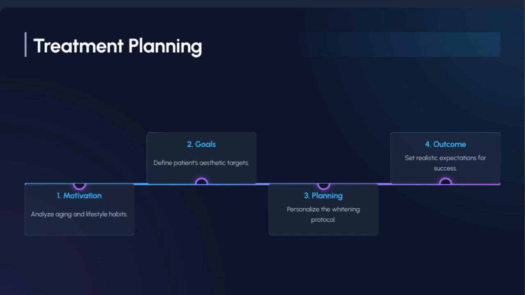Personalizing the whitening protocol is key here. Every patient is different, and their whitening needs and responses can vary. By tailoring the approach, we ensure the best possible results while managing expectations. Overall, this step ties everything together. Proper planning, setting achievable goals, and customizing treatments all contribute to a more successful and satisfying patient experience. Remember, the goal is not just to whiten teeth, but to do so in a way that's safe, effective, and aligned with the patient's aesthetic desires.